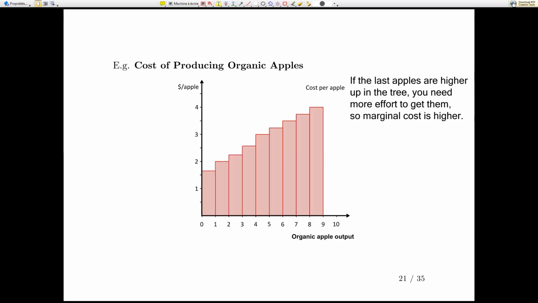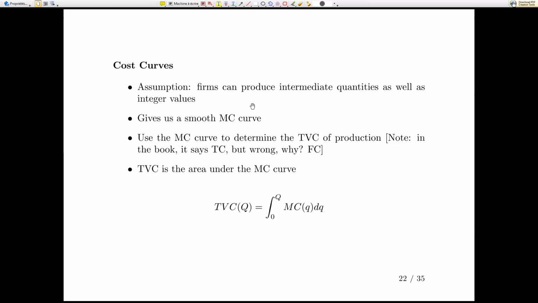Yeah, so of course this is assuming that I have discrete choices of quantities: 0, 1, 2, 3, 4, 5. But in real life, or rather not in real life, in economics life, in the theoretical land, we assume that we can have fractional quantities all the time. So it makes our life easier, as I said. So we have a smooth marginal cost curve.